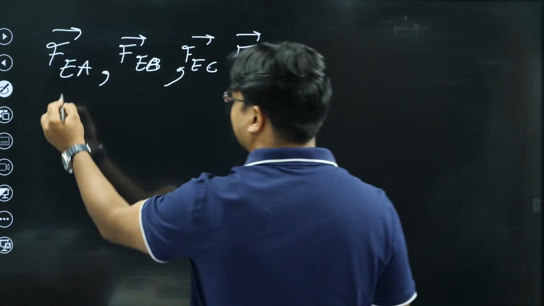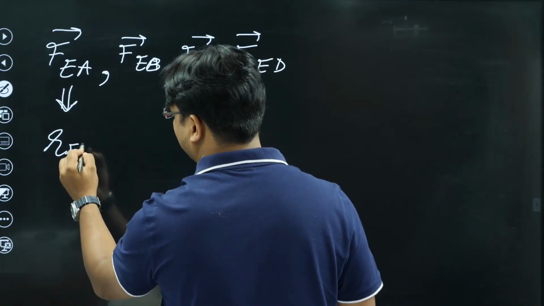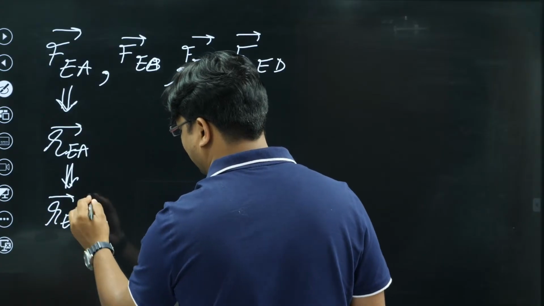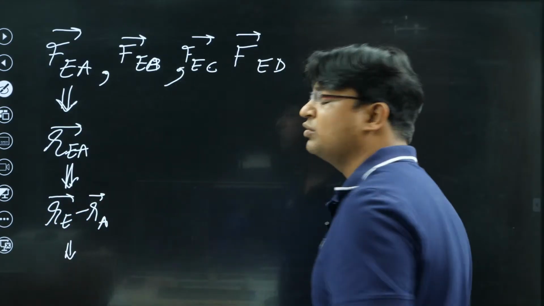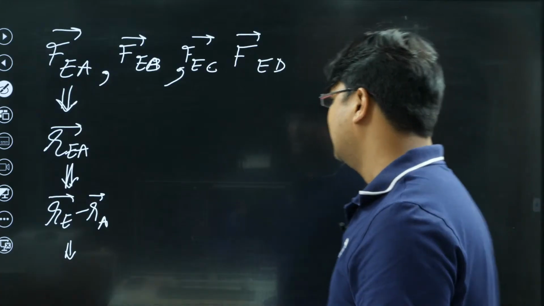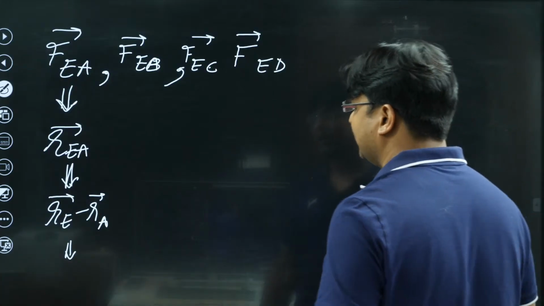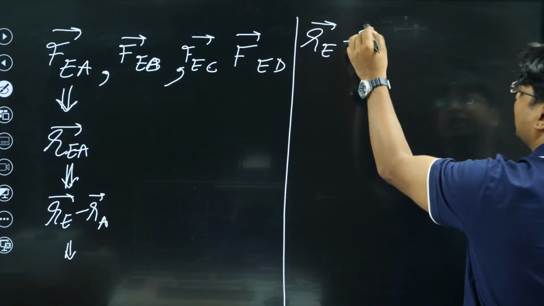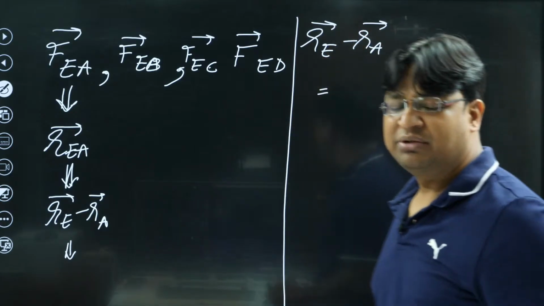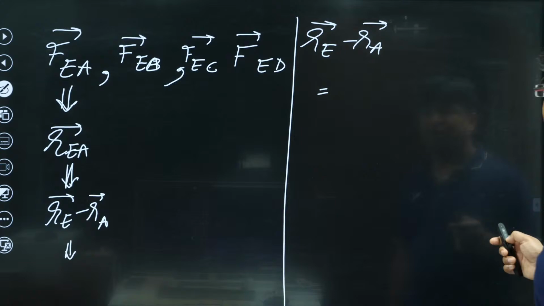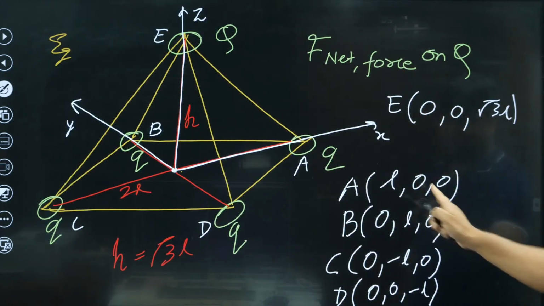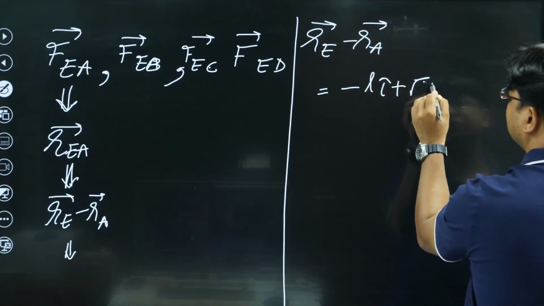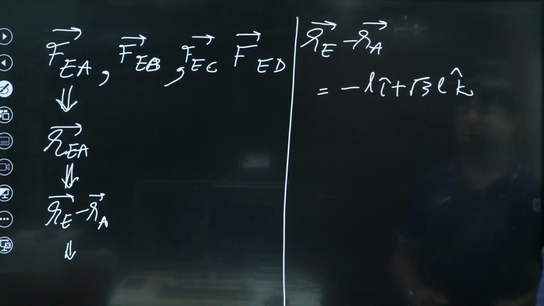To write this vector, I need the R_EA vector, and to get the R_EA vector, I need R_E minus R_A. And to write R_E minus R_A, I need the coordinates of E as well as the coordinates of A. So that is my requirement. Let's write these vectors. R_E vector minus R_A vector would be the coordinate of E minus the coordinate of A, so minus L i cap plus root 3L k cap. Check this.